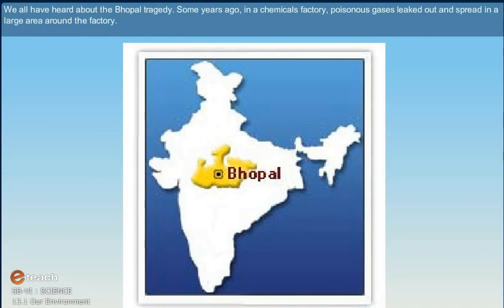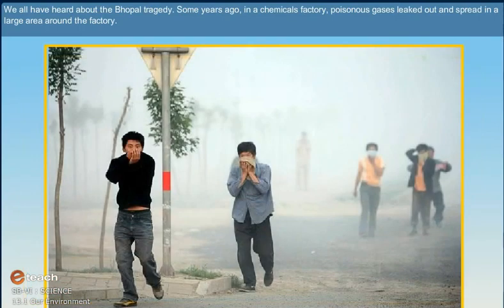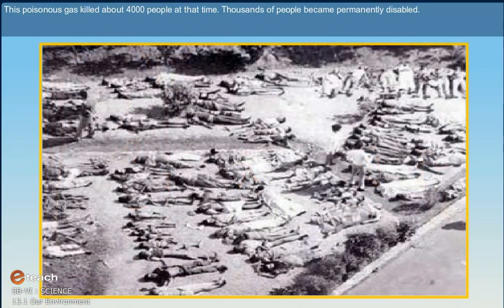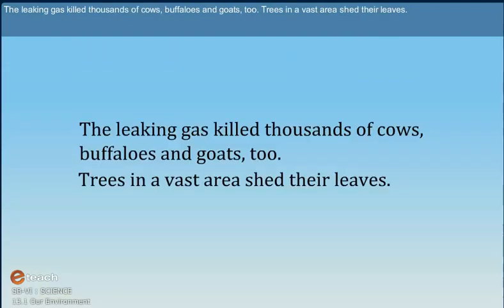We all have heard about the Bhopal tragedy. Some years ago, in a chemicals factory, poisonous gas leaked out and spread in a large area around the factory. This poisonous gas killed about 4,000 people at that time. Thousands of people became permanently disabled. The leaking gas killed thousands of cows, buffaloes, and goats too.